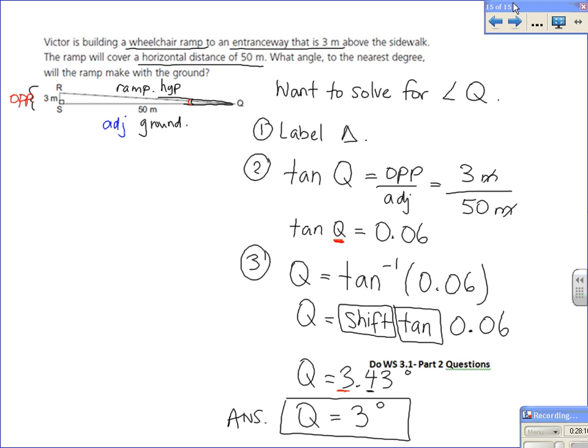Excellent. Folks, at this point you can finish up your 3.1 worksheet, so you can try questions in part 2 of the worksheet and check your answers. The answer key is posted on the website for you to have a look.